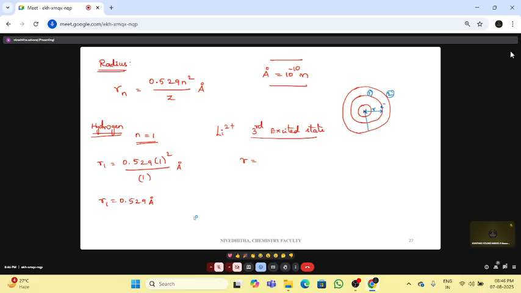What is the value of n? See, if n is equal to 1, then that is the ground state. If n is equal to 2, then that is the first excited state. If n is equal to 3, then that is the second excited state. If n is equal to 4, then that is the third excited state. So what is the value of n? It is 4. So 0.529 into n value, so it is 4 square divided by the atomic number of lithium, which is 3. That's it. Let me know the value of R.